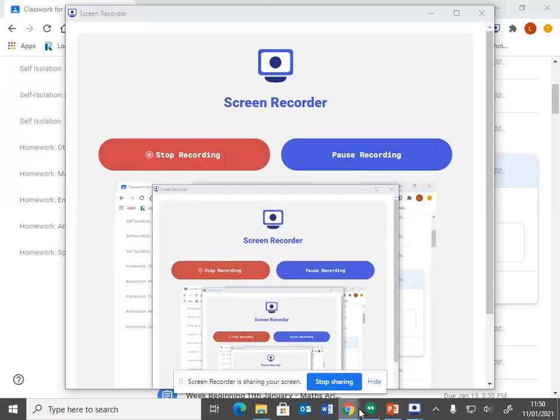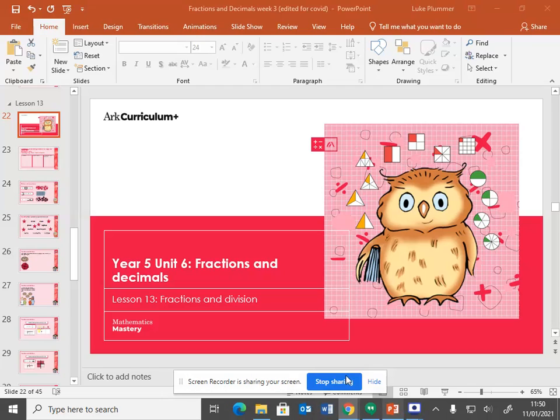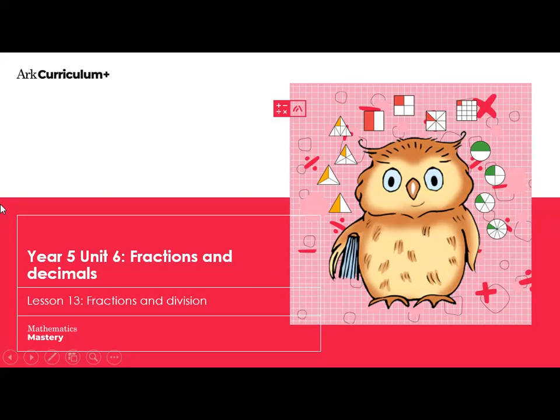Okay, class, welcome to your third maths lesson of the week. Continuing, of course, with fractions and decimals. Now, this will be it. This will be the last bit of new learning for this unit to do with fractions and decimals.